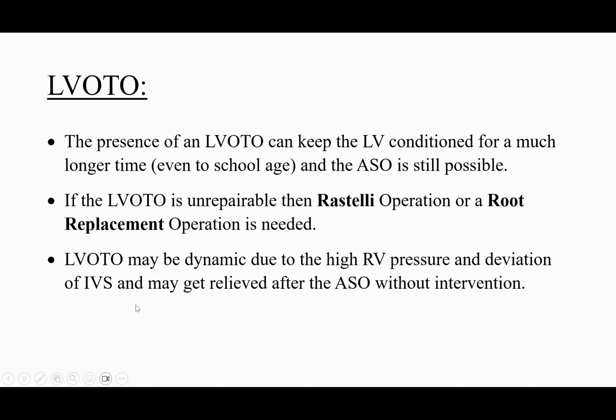LVOT obstruction may be dynamic due to the high right ventricular pressure and deviation of the interventricular septum towards the left ventricle. It may get relieved after the arterial switch operation without intervention. If the high RV pressure is released, the pressure falls and the left ventricular pressure rises, so the septum may move away from the LVOT, and the right ventricle becomes less hypertrophied. So this dynamic LVOT obstruction may improve.